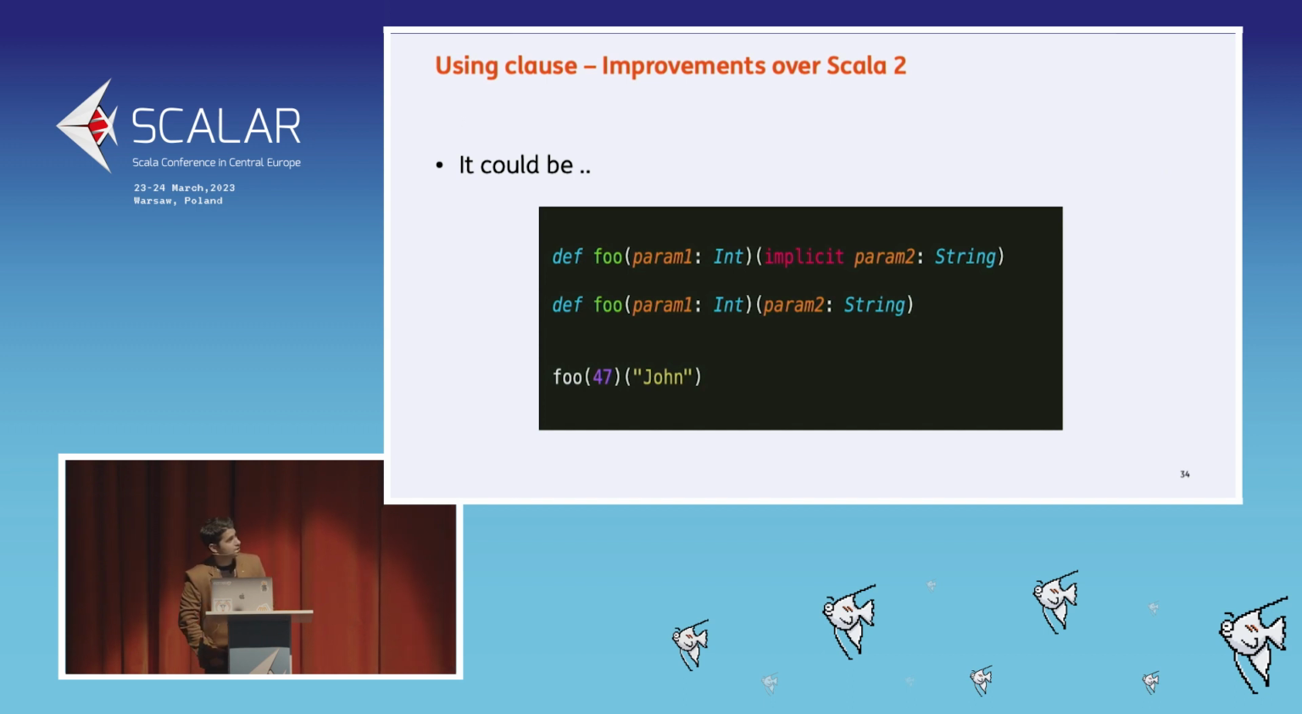You can have the method foo defined in both ways. It could be a normal parameter, it could be an implicit parameter. And at the call side, by looking at the call, it's not easy to tell whether the string passed is implicit or not. It's passed like a normal parameter. There's no difference between implicit and non-implicit. It's all the same. And this could have been a source of confusion, and for people who want to learn this language as a new language, this is not really nice to see.